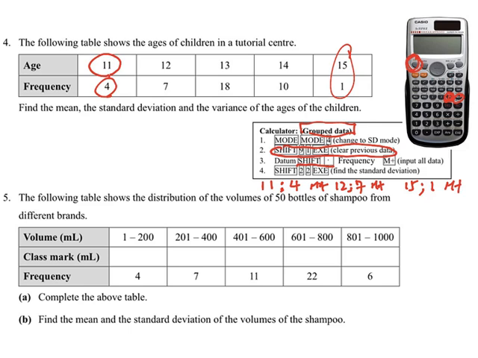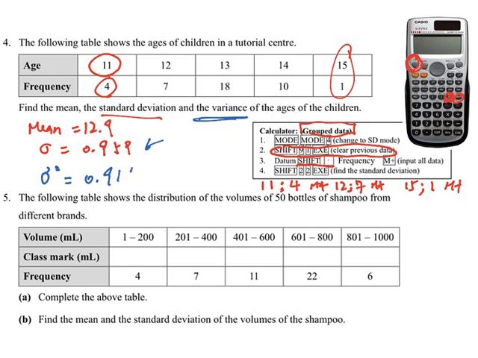For finding the mean, it is shift 2 1. So you can find the mean is equal to 12.9. And SD, shift 2 2 EXE, then you can find 0.959. Lastly, the variance. For variance, actually it is the SD squared. So you use that answer and then press square. Then you can get 0.919.